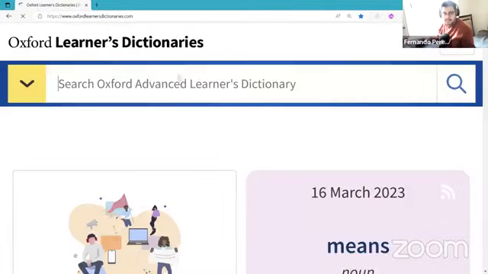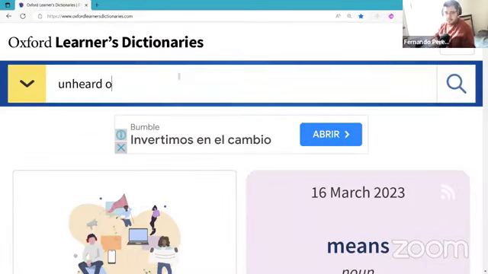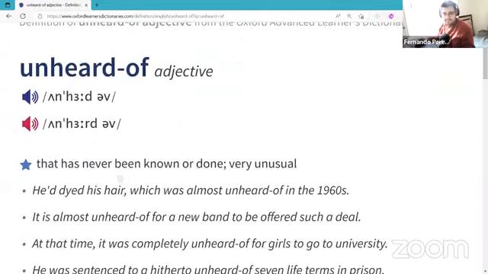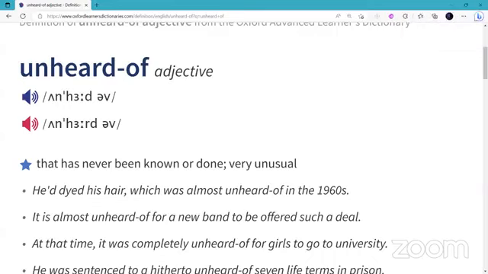Do you remember this adjective? Help me with the definition. Victor, now that he's here, help me, teacher. Hello, teacher. Unheard of: adjective, that has never been known or done. Very unusual.